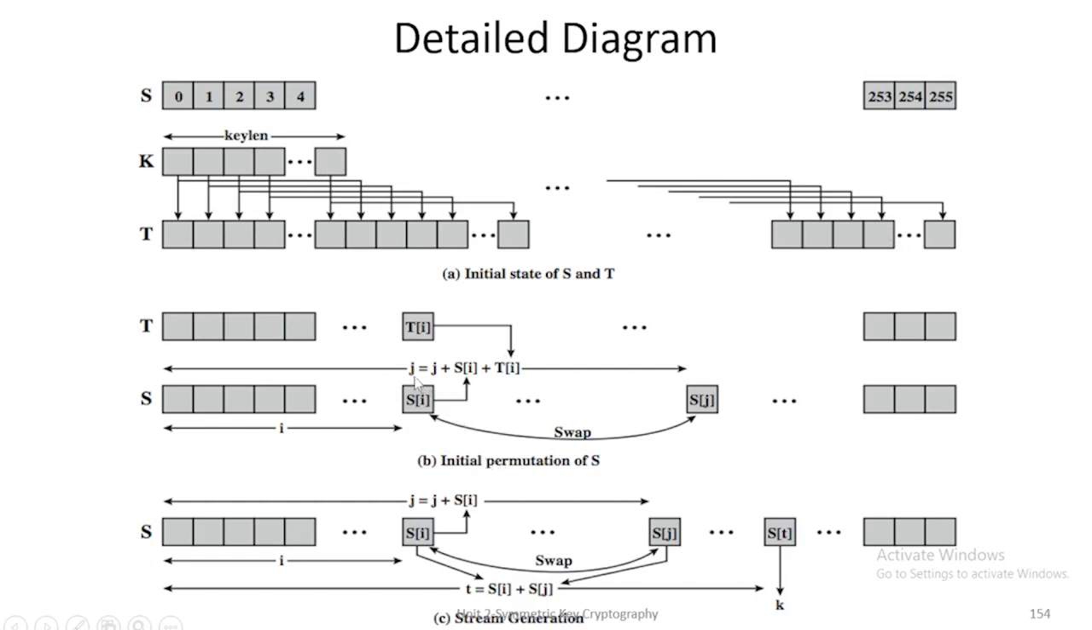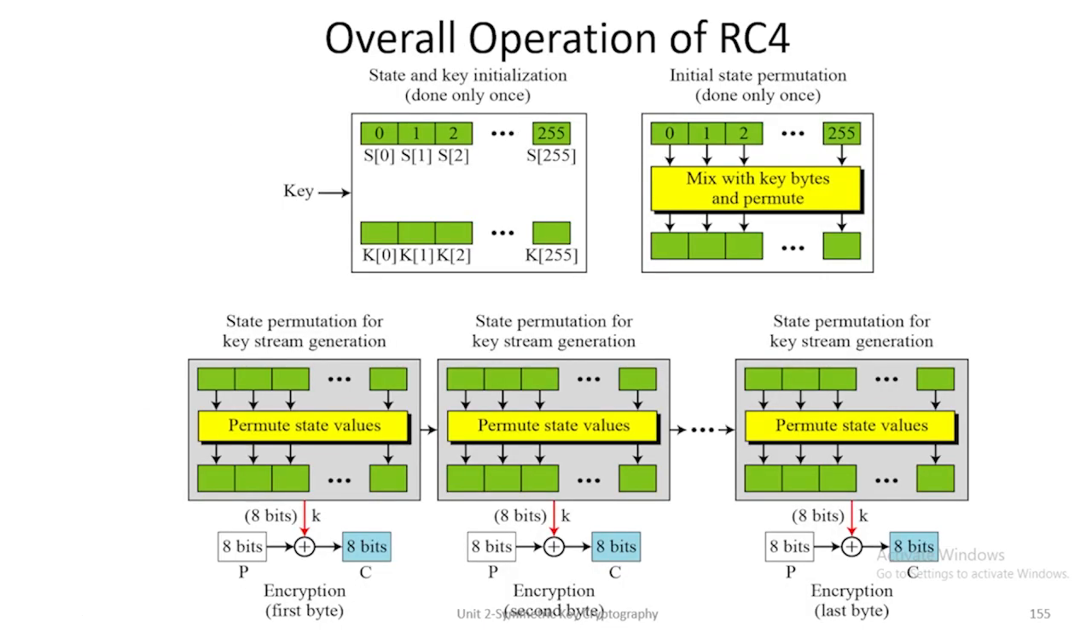And in the permutation, j is equal to j plus s of i plus t of i. We are only swapping s of i and s of j. Then after swapping, we sum up that value, that is t. The s of t location value will be taken as the key stream. That key stream is used for every bit of plaintext to produce the ciphertext. So this is the overall operation of the RC4 algorithm.